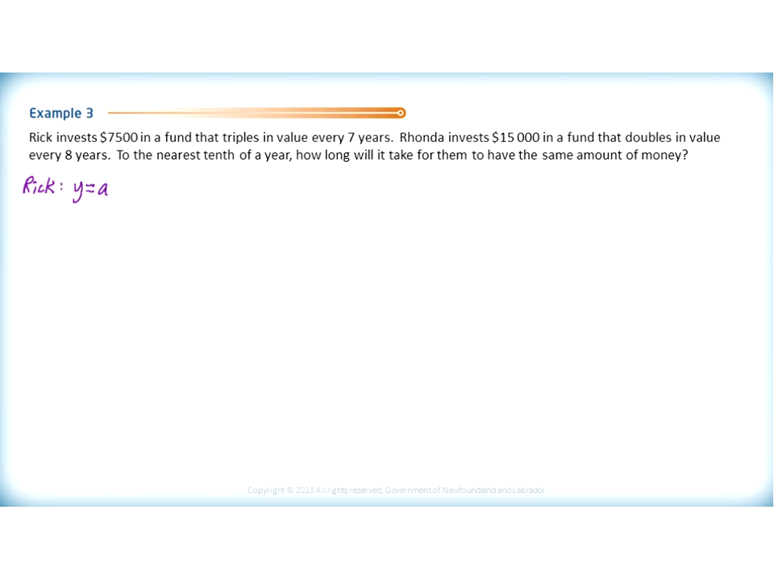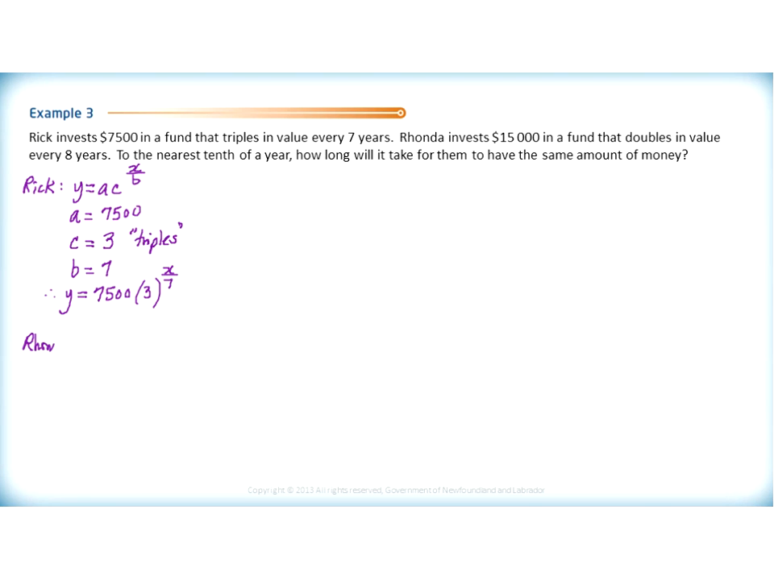y equals a times c raised to the power of x over b, we will have a to equal $7,500. In this case, we will have c to equal 3 because of the word triples, and the value of b will equal 7 years. So for Rick's situation, his equation can be represented by y equals 7,500 multiplied by 3 raised to the power of x over 7.